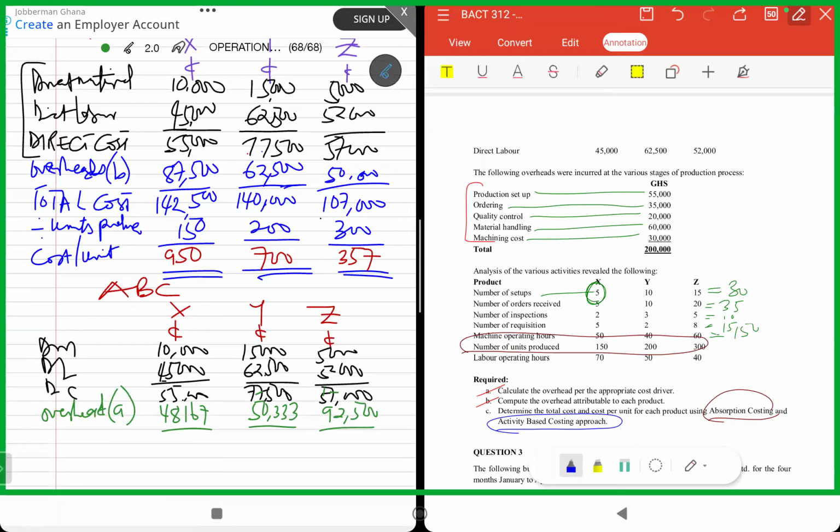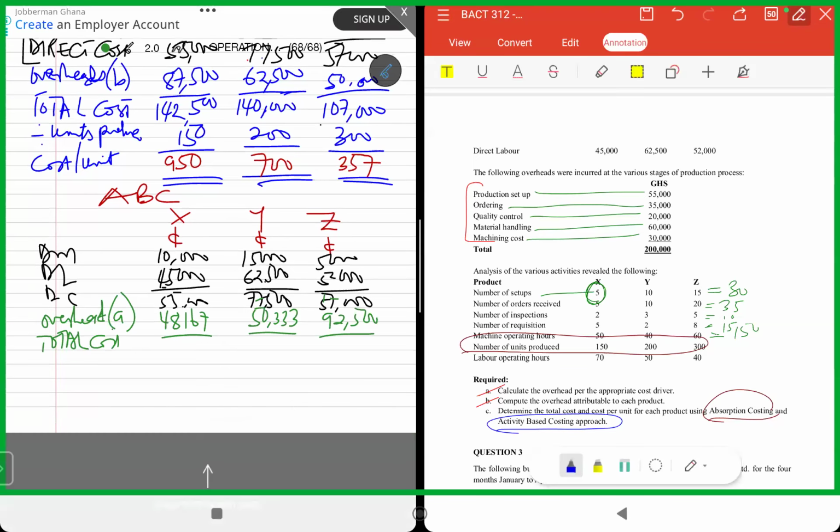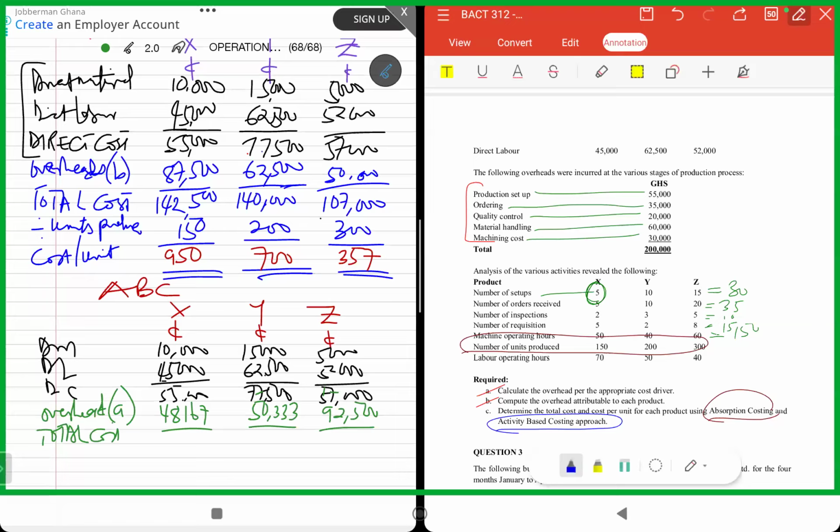Then you find the total costs. You add them. That is the total cost. And when you add, what do you have? 103,167. Well, the next one, 127,833. Amy, 149,500.